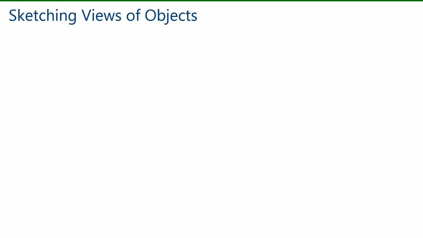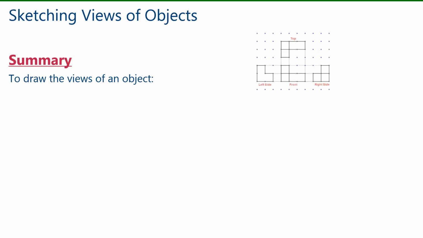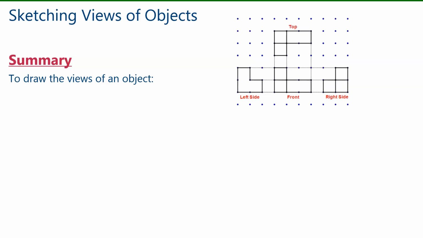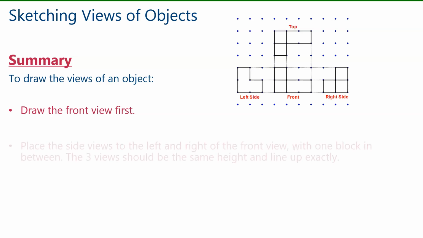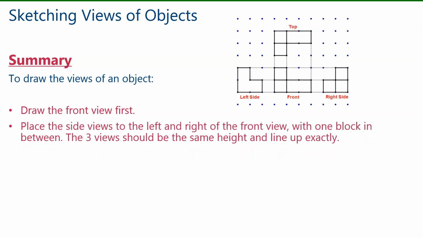Here is a summary of what we just learned. To draw the views of an object, and here are the 4 views we just did, draw the front view first. Place the side views to the left and right of the front view with exactly 1 block in between. The three views should be the same height and line up exactly. It doesn't matter if you do the left side or the right side first.